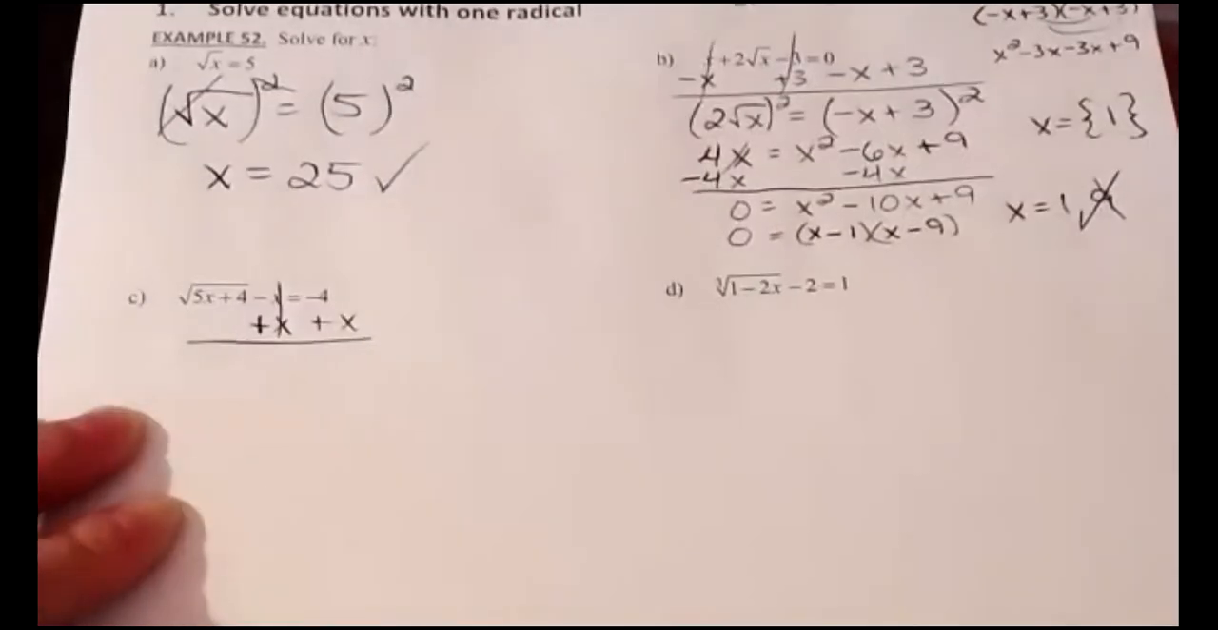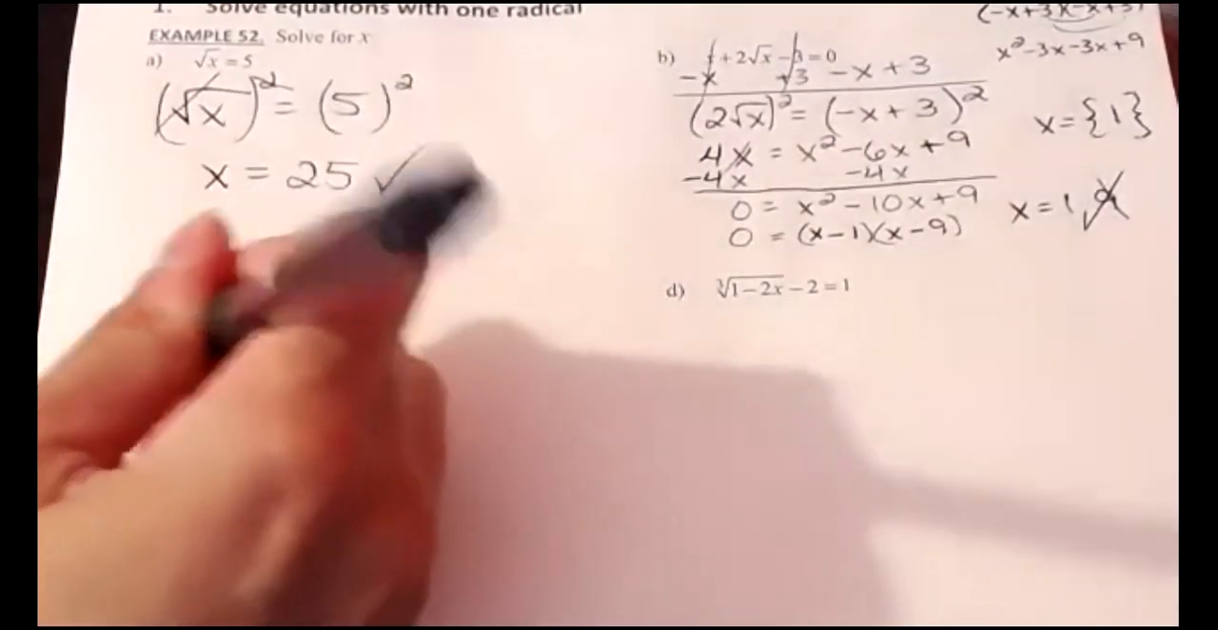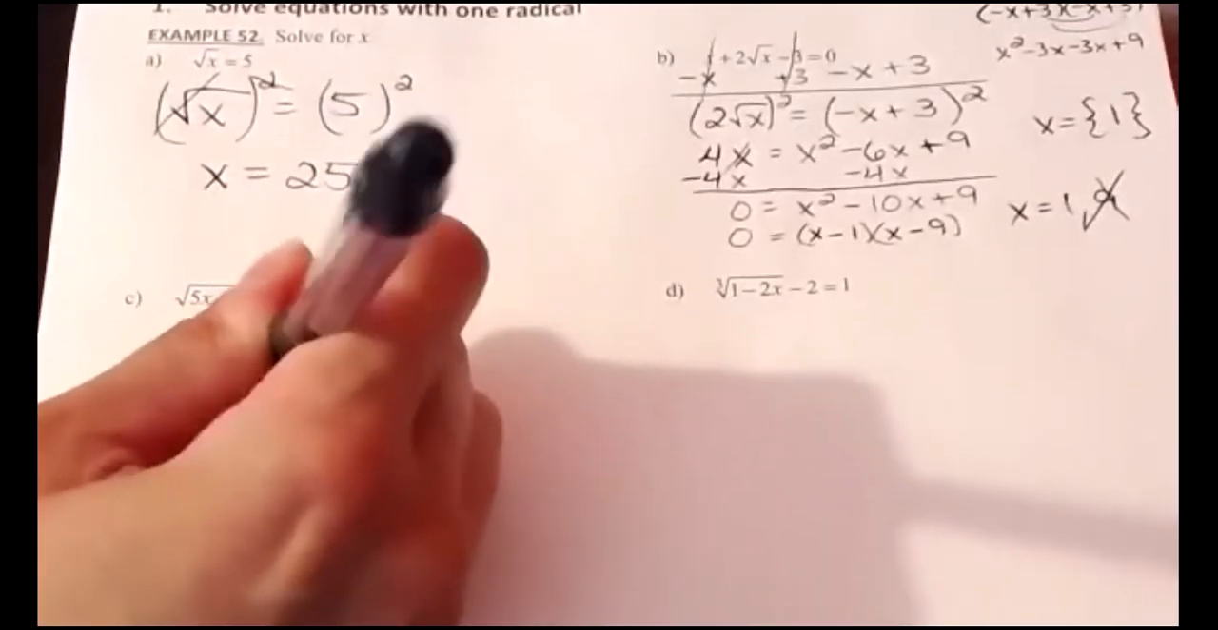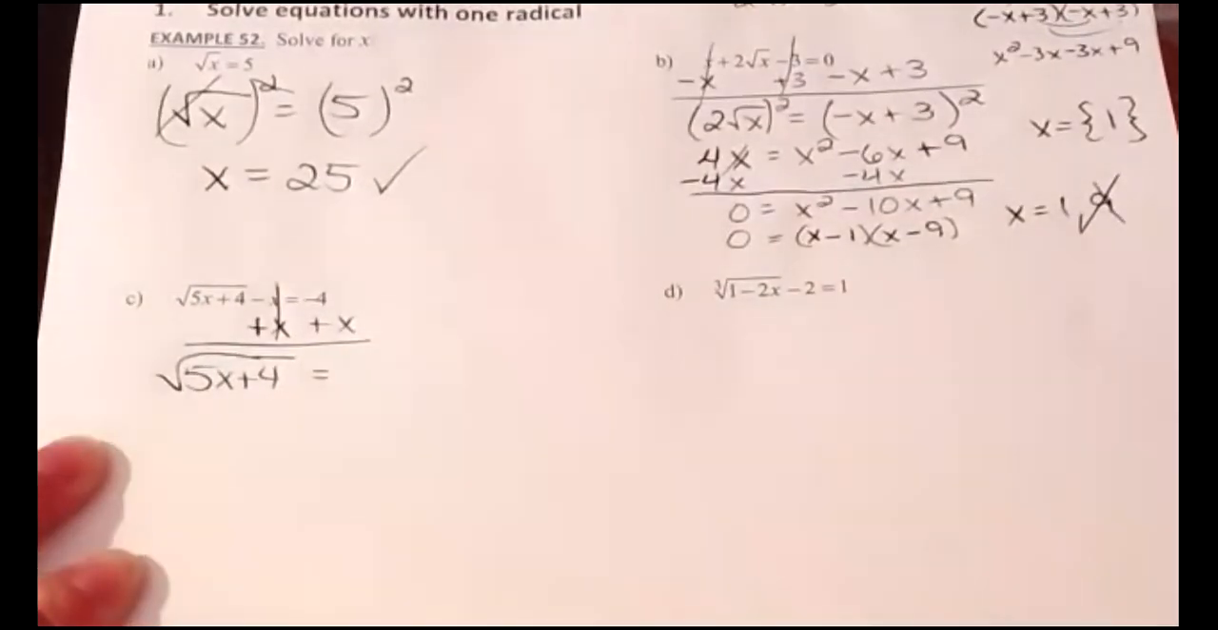Good. Twiggy, don't hit the camera, please. So we have square root of 5x plus 4, as if she understood me, right? I talk to my dogs like that all the time.